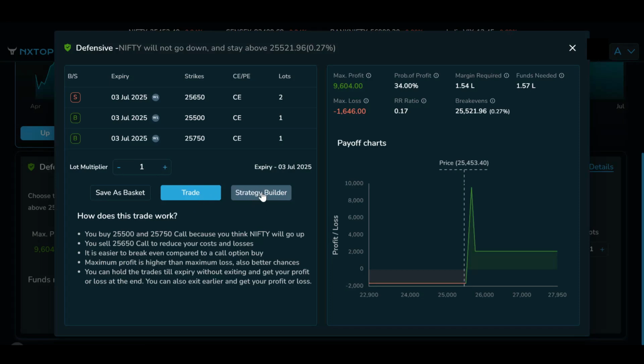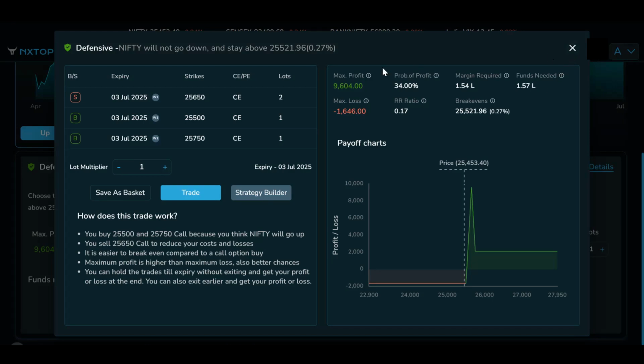They have given one more feature called strategy builder. You can modify the trade, modify these strikes using it. That I will be explaining in the next video. Now, it also shows you how much margin is required to execute the trade. That is around 1.57 lakhs.